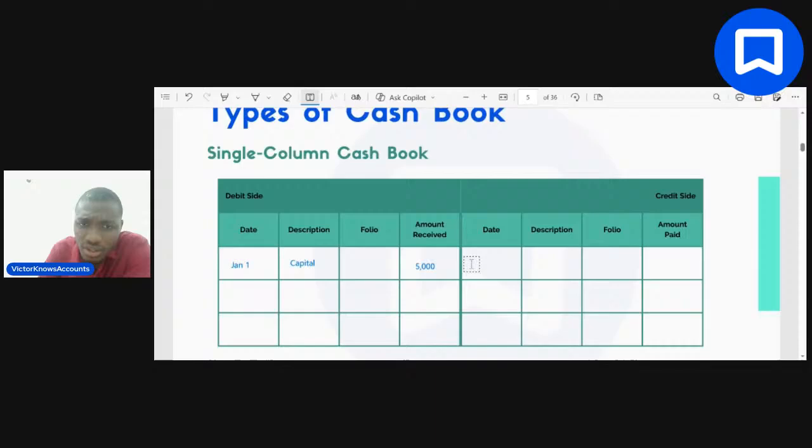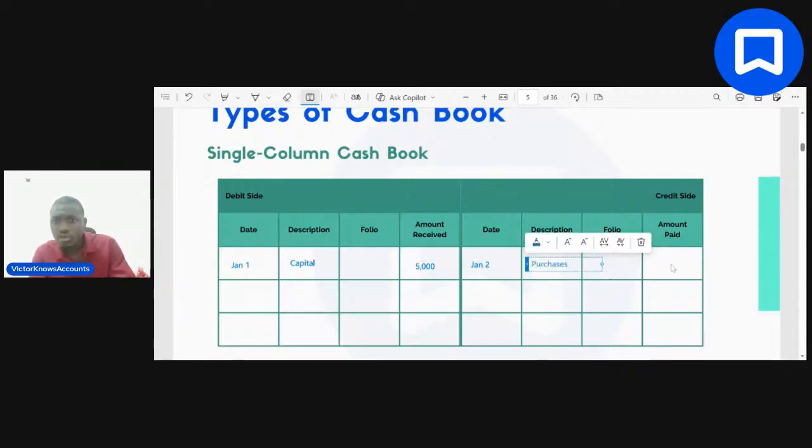Now let's see if I purchase goods. What will I say? On January 2, description will be purchases. There's nothing on that folio, and we are going to have the amount that we said was 2,000 naira. Is that fine? So you would see that we are filling up the tables.